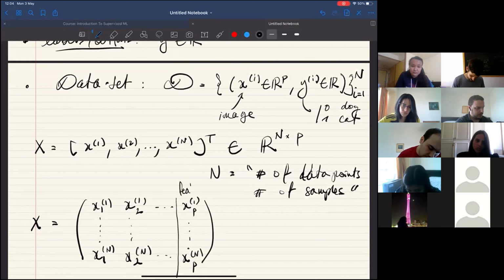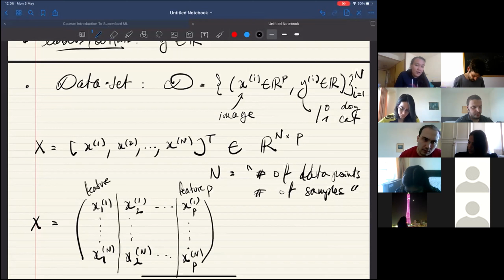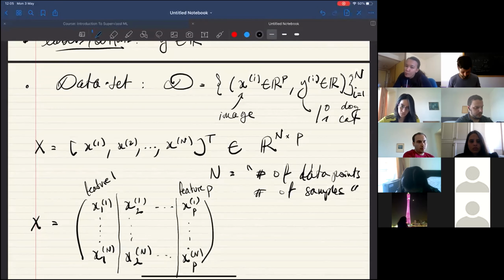This is the feature p. This is the feature 1. Okay, it's clear. So we'll always represent data in this form: the inputs, while the vector y is just the outputs.